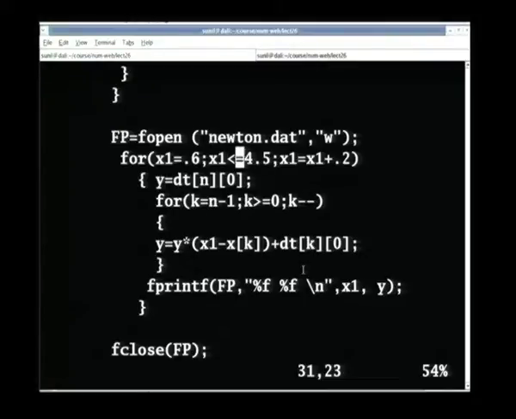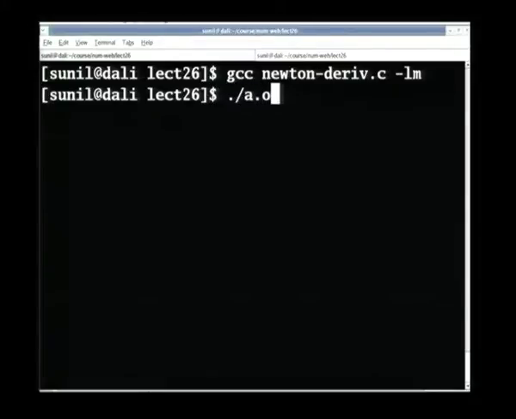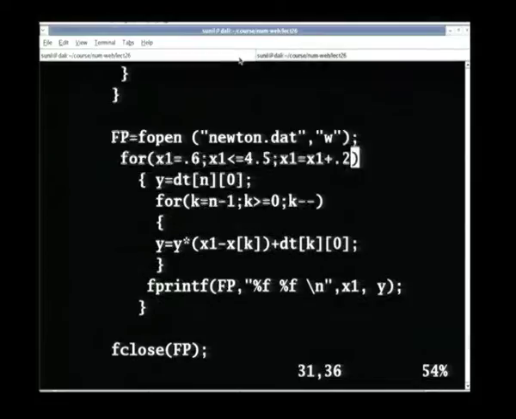So, that will give you the polynomial, and I write down the function, the value at which I am evaluating it, and the polynomial value to a data file called Newton.dat. So, that we will just see, we will just run this. Okay, so, before we run this, I just want to show you one more thing.